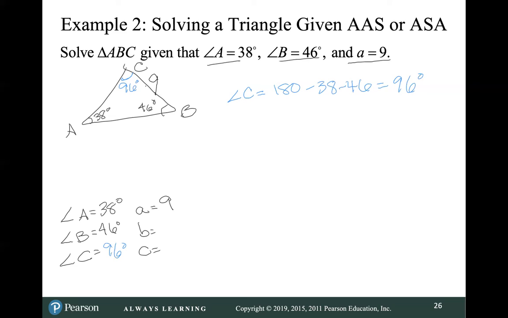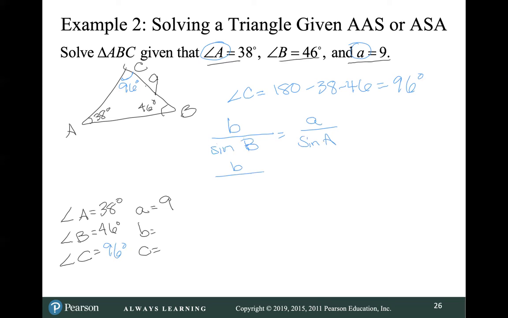Okay, now we need to find the side lengths. Since I'm given both angle A and side length A, that tells me that's the ratio that I want to use. It's going to be sine of angle A divided by side A, and that's what I'm going to use to find the other 2 side lengths. I usually start by using the other angle that was given arbitrarily. It doesn't really matter. So I'm going to find side B first. Since I'm looking for the side length, I'm going to put the side length in the numerator: B divided by sine of B equals A divided by sine of A.